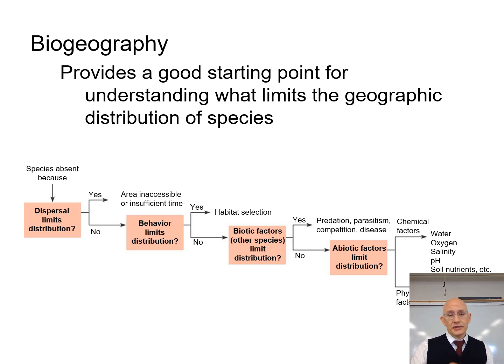So biogeography can be a way to look at why or why not an organism is in a particular location. You can use this little chart if you want to pause and look at that and kind of work through the different factors that affect why a certain species might be in a certain location.